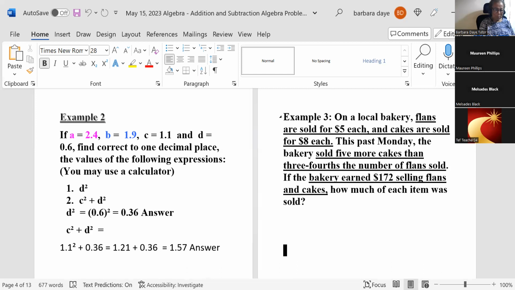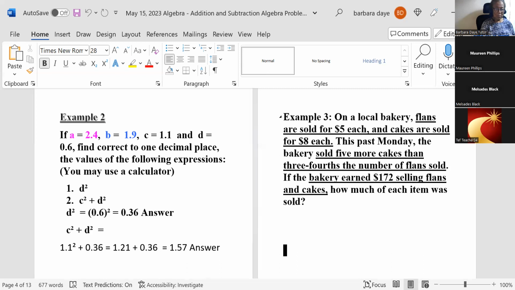So you've got to multiply, right? Multiply the 3/4 by the cake? No, 5 more than 3/4. 3/4 is like 75, right? We're doing money, right? No, you can leave it as fractions because that's a number of items. That's not the money. The money is the total, 172.